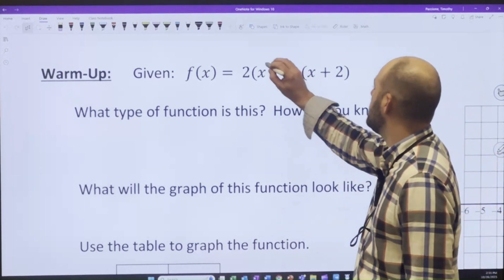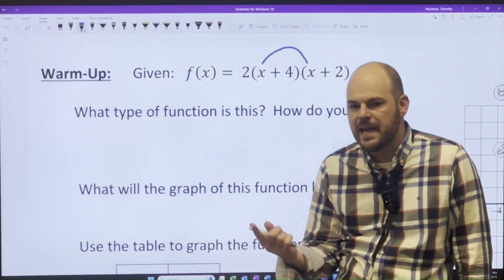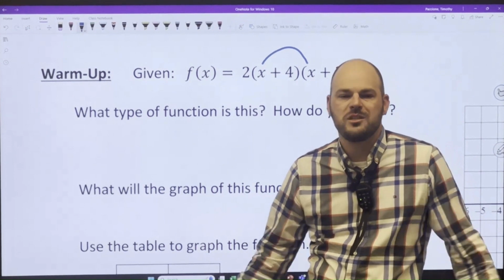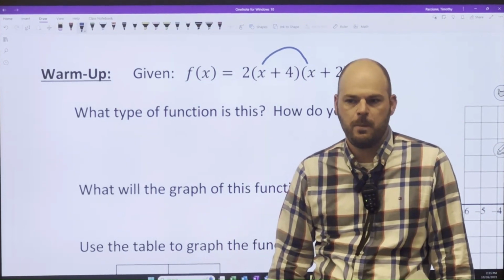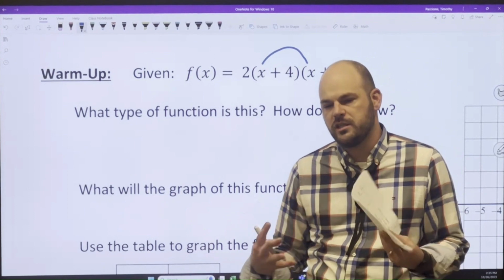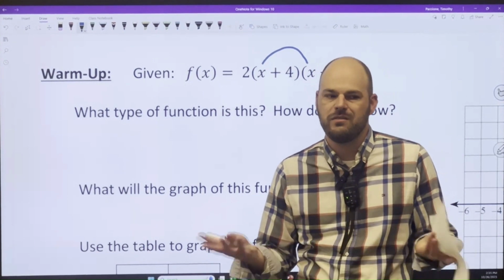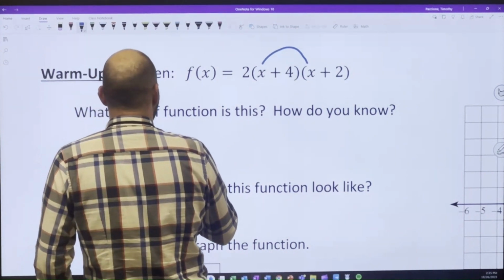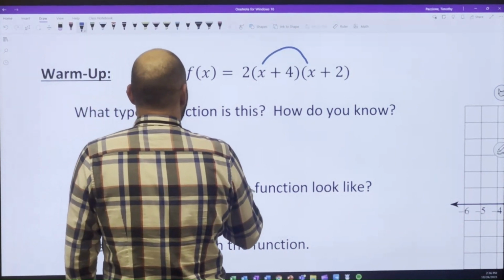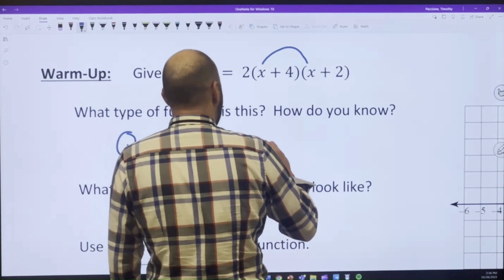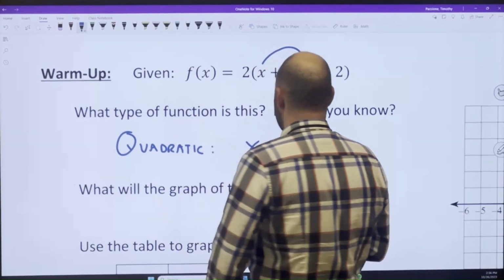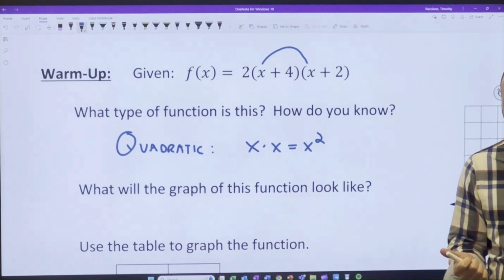X times x. That's the first part of FOIL. And what does x times x give you? X squared, which means it has to be a quadratic. So that would be how you would kind of critically think your way through this one, even if you haven't seen it before. It has to be quadratic because x times x is x squared, and we know x squareds are quadratics.